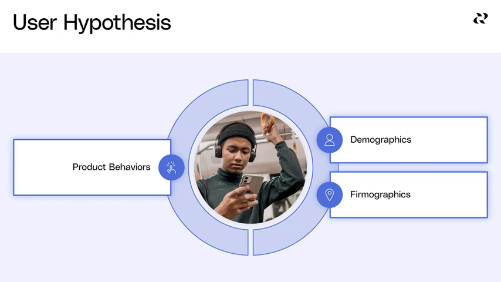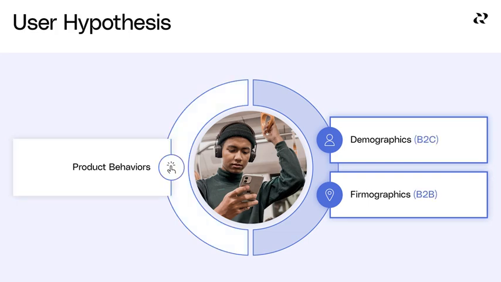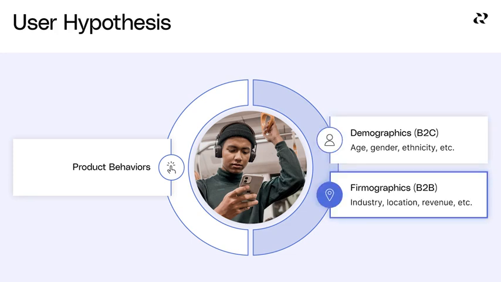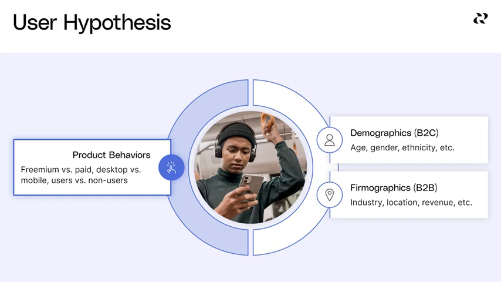You can think of this in 2 categories: demographics or firmographics and product behaviors. We'll use demographics to identify our customers in a B2C setting and firmographics in a B2B setting. Demographics can include things like age, gender, ethnicity, income, level of education, occupation, and family structure. Firmographics can include industry, location, annual revenue, company size, company type, or employee/executive title. And product behaviors include things such as freemium versus paid users, desktop versus mobile users, or users versus non-users.